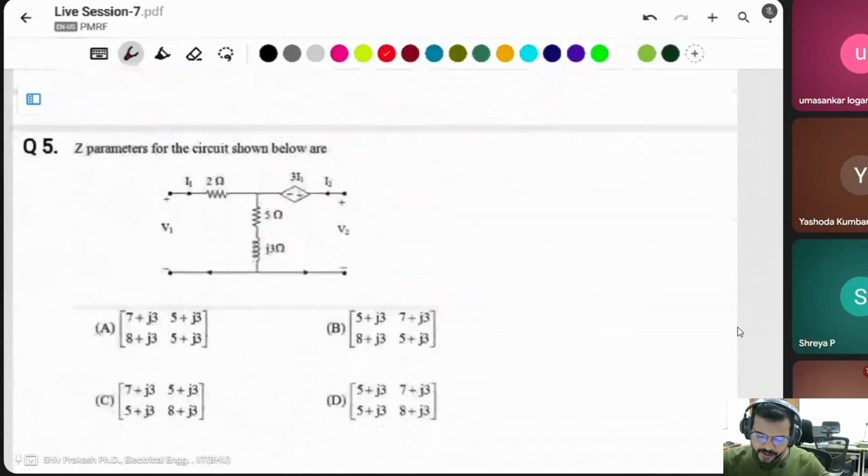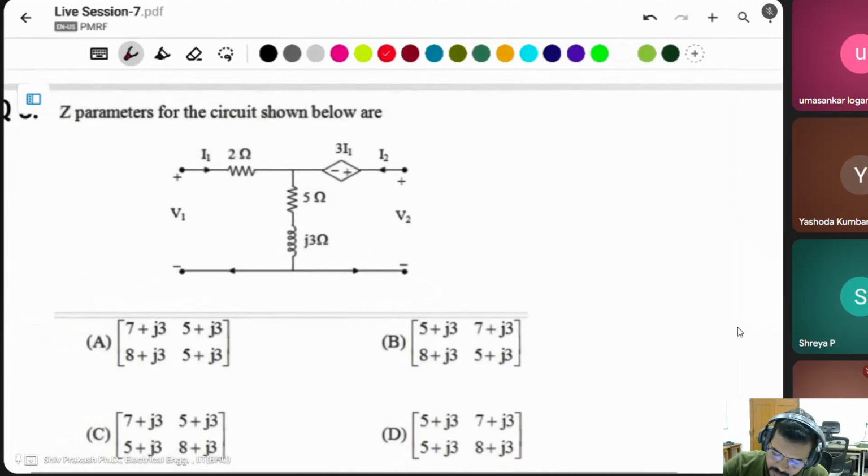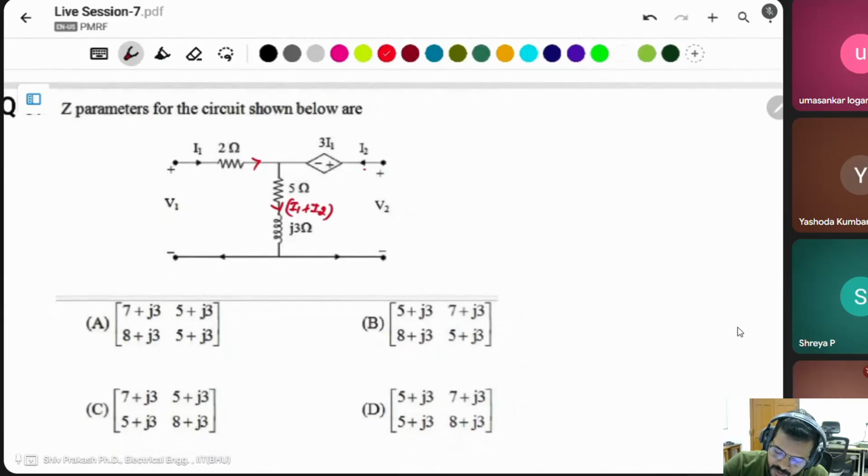Okay. For the next question, this one is asking about the Z parameter in the circuit. Simply, you can say this is a T network, but there is a dependent source also. This is given as I1. Then what is this current? I1 plus I2, because the I2 current is here and I1 is here. That's why the middle one is I1 plus I2.